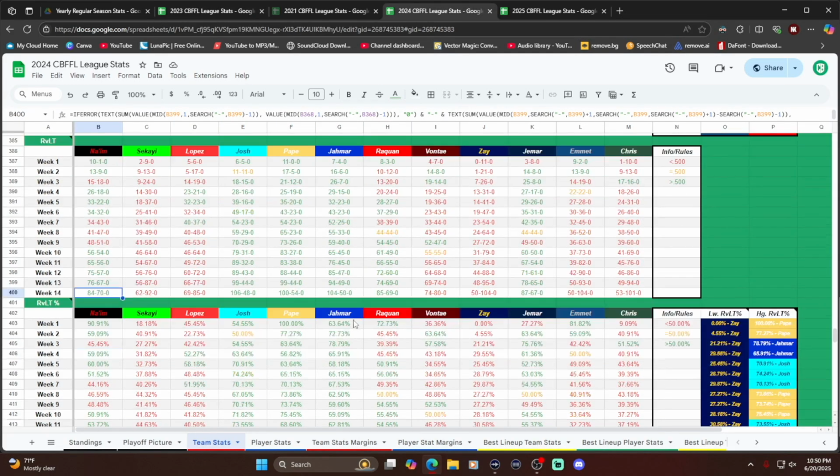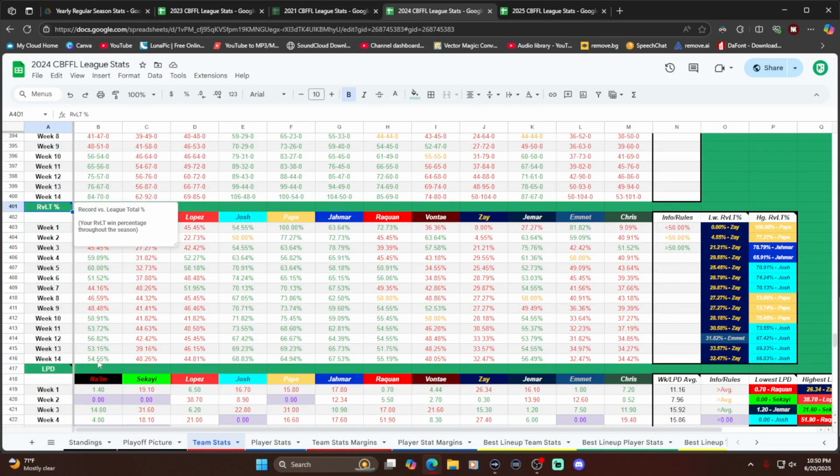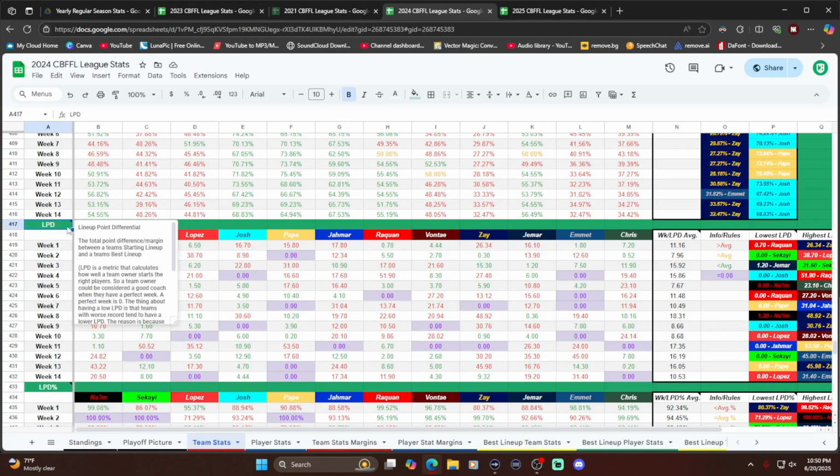Now back to the 2024 season. The record versus league total percentage is just really the win percentage, how it's calculated again. Now we have another stat, lineup point differential. What is that? The total point difference or margin between the team's starting lineup and the team's best lineup. LPD is a metric that calculates how well a team owner starts the right players. So a team owner could be considered a good coach when they have a perfect week. A perfect week is 0.